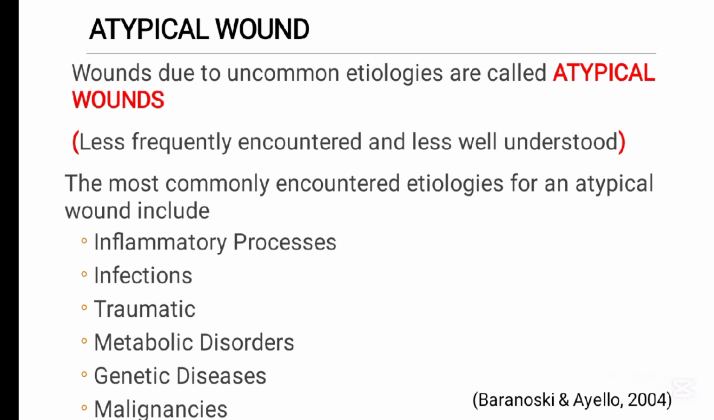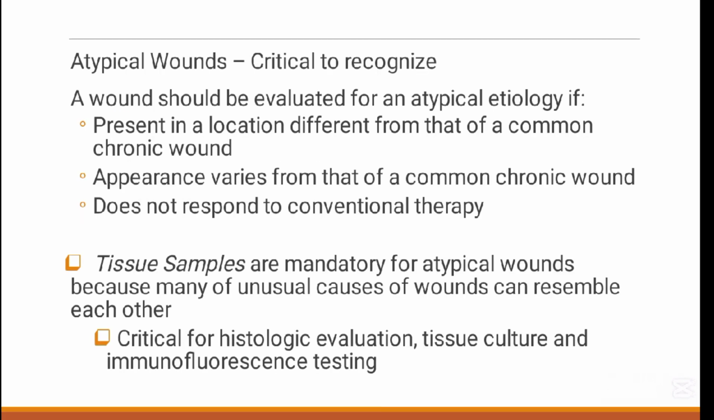Atypical wound care. Wounds due to uncommon etiology are called atypical wounds, less frequently encountered and less well understood. The most commonly encountered etiologies for an atypical wound include inflammatory processes, infections, traumatic and metabolic disorders, genetic diseases and malignancies. So we have to really care about these etiological factors. Atypical wounds are critical to recognize.